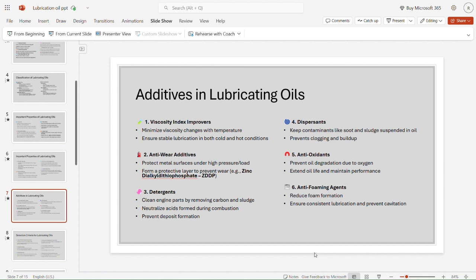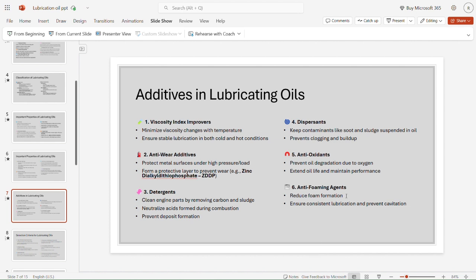The fourth one is the dispersants. Dispersants keep the contaminants like soot and sludge suspended in oil, and prevent the clogging and buildup, as various foreign particles are engaged in lubricating oil. By using it regularly, it prevents the clogging and buildup in machinery.